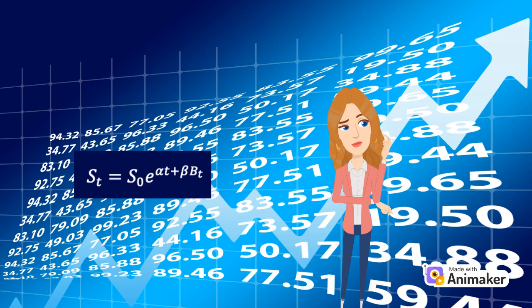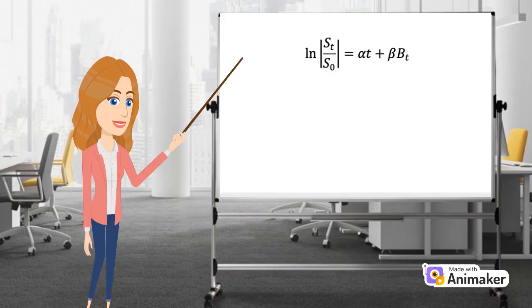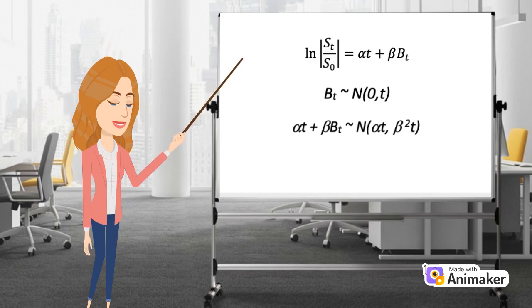The constant beta is very important in finance, with entire industries dedicated to measuring it. This model can be rearranged to the new form displayed by taking logs. The alpha t term will contribute to the mean, but the mean of the beta Bt term is 0 because standard Brownian motion Bt is normally distributed with mean 0 and variance t. Alpha t plus beta Bt will also be normally distributed, but not with a mean of 0 or variance t. Instead, alpha t plus beta Bt is normally distributed with a mean of alpha t, and a variance of beta squared t. The variance is obtained following the general rules shown.